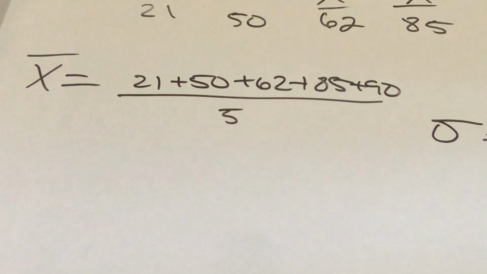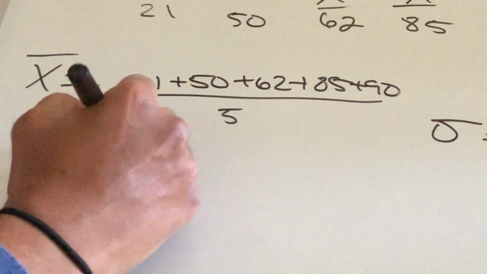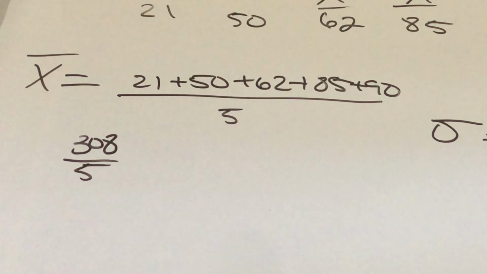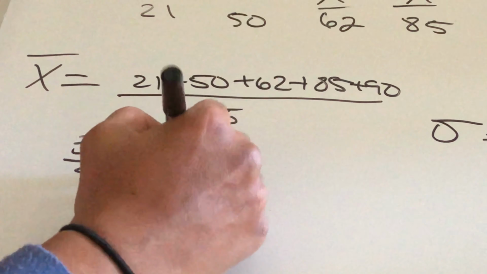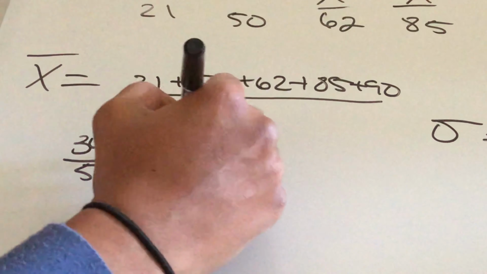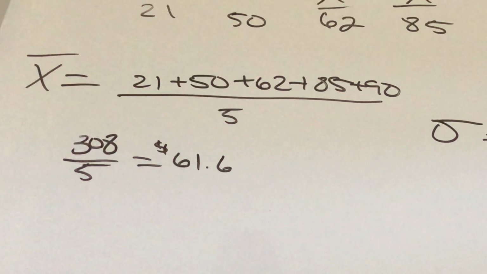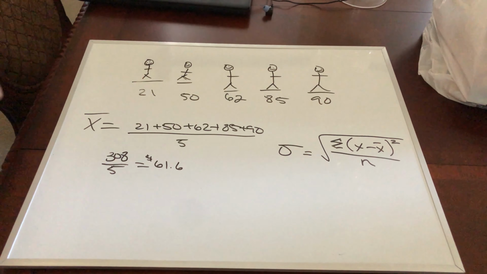So if you plug that into your calculator, you should get 308. You divide that by 5, and you should get $61.60. So the mean amount of money, or the average amount of money that somebody has in their wallet, is $61.60. Just make a note of that.